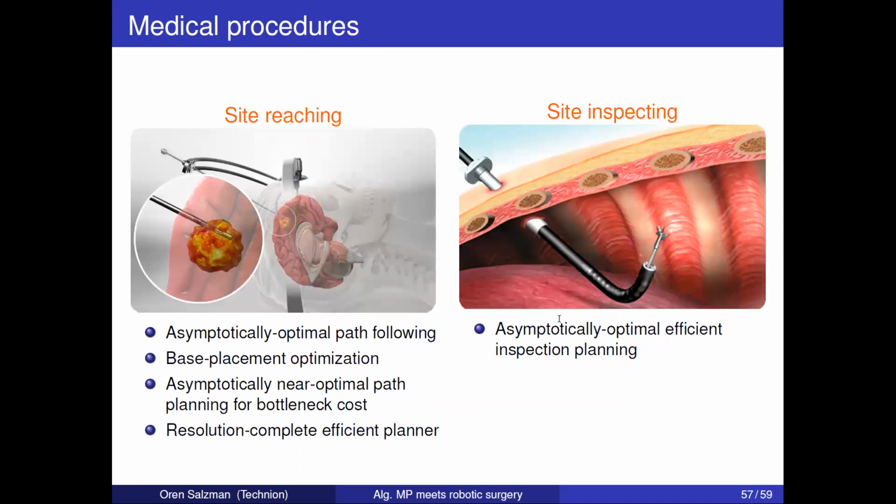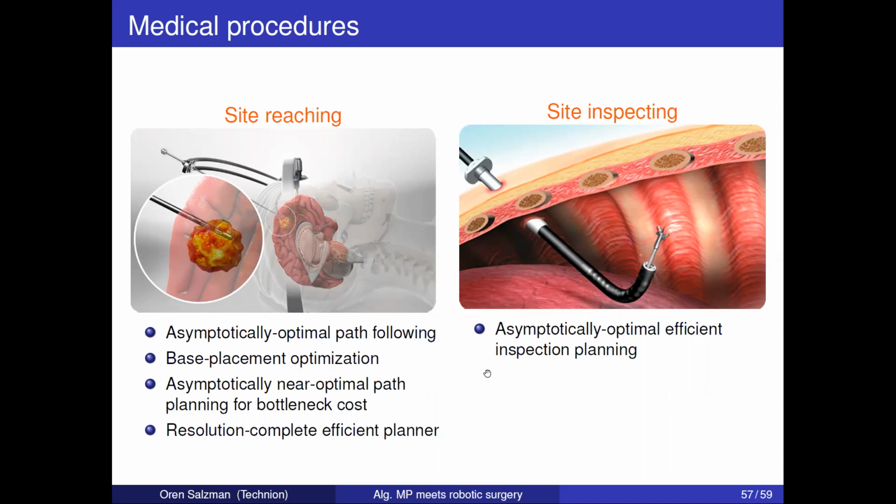So just to wrap things up, I sped through two different applications, site reaching and site inspecting. And we talked about an asymptotically optimal path following algorithm. Then I mentioned that we also care about placing the base of the robot and how we optimize for that. Then I mentioned a new cost function that we care about for steerable needles. And I mentioned a resolution complete efficient planner for these systems. And this is what we're most excited about recently.